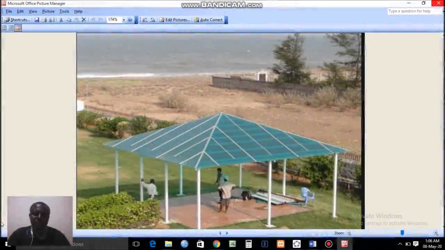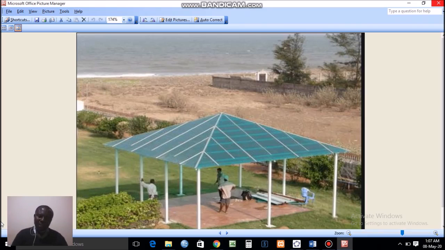Welcome back. Now on the screen is a picture showing the roof of a building. What is the shape of that roof? Is it a cuboid? Is it a cube? Is it a sphere, or is it a cylinder, or is it a pyramid? Are you able to identify the shape of the roof? Definitely you can. This roof is a pyramid.